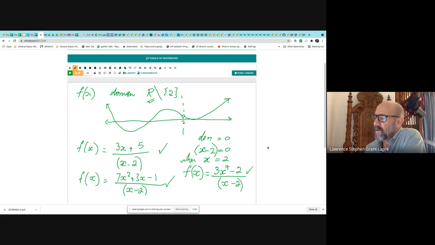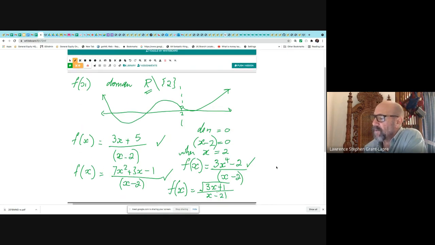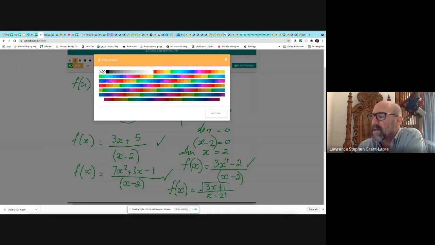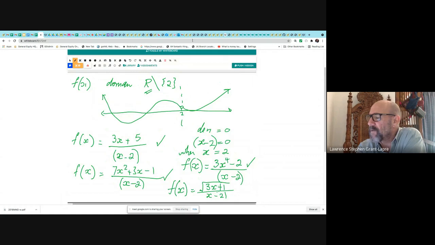Be careful though, sometimes you will have a square root, and if you have the square root of, say, 3x plus 1 over x minus 2, this is true: we can't have x minus 2, we can't have a 2 value. But the square root means 3x plus 1 has to be a positive number. So it won't actually be the whole set of real numbers. We restricted our sets to where 3x plus 1 is going to be a positive value. So that's what we've got to watch out for.